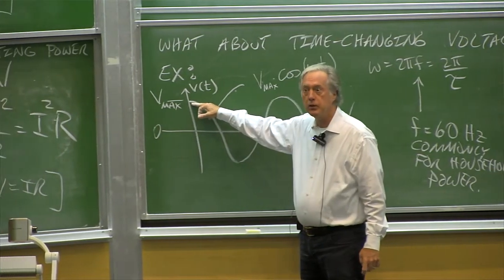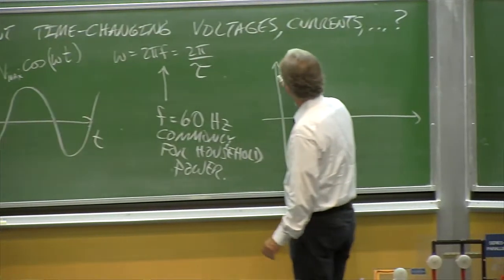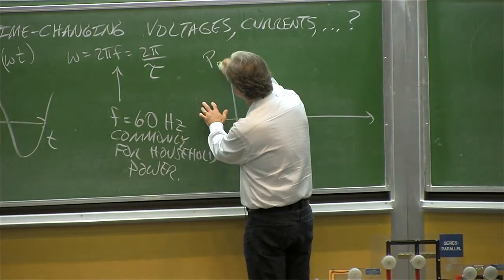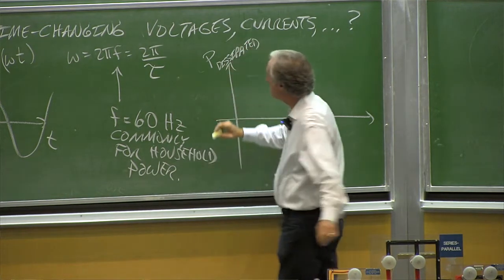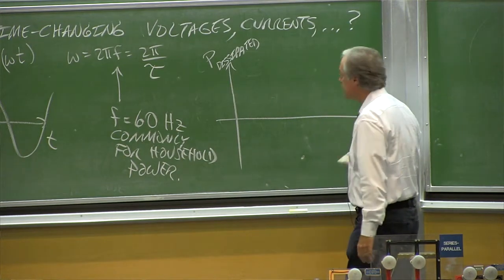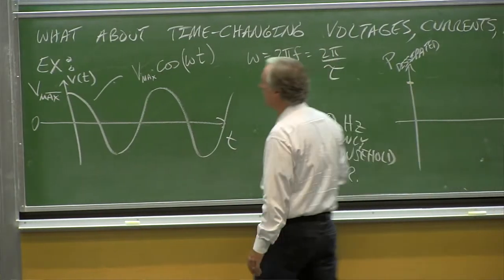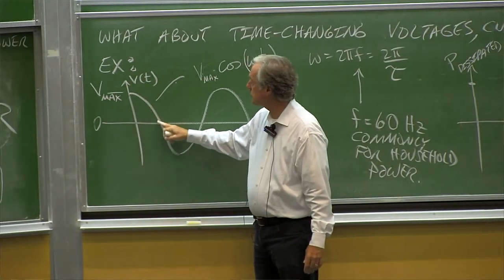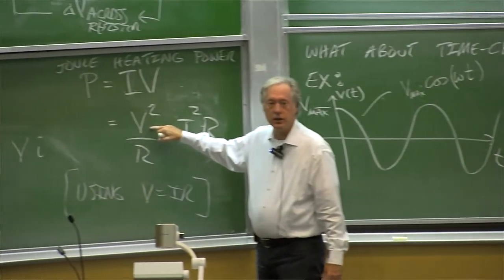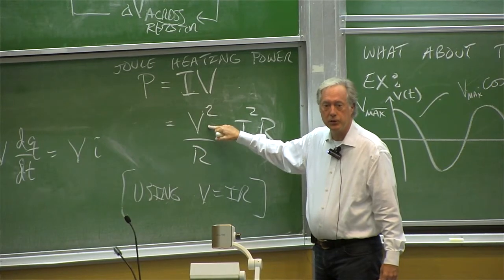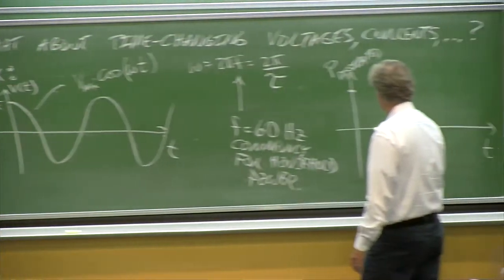Here's a voltage maximum. At that same point, if we were to make a graph of the power dissipated in a resistor, I've got a big voltage here, so I've got big power. Now I go along here and the voltage goes to 0. What is the power dissipated in the resistor if the voltage is 0? 0. So I'm going to have that guy at 0.